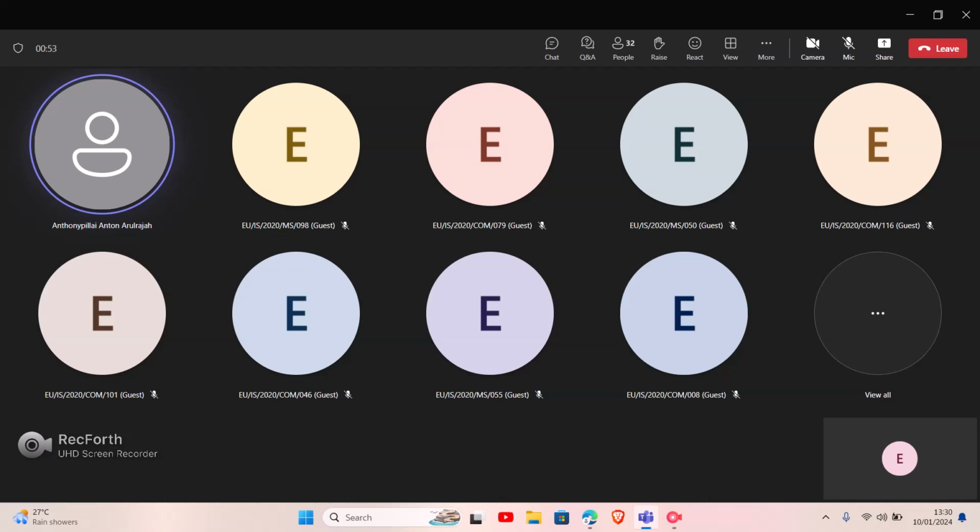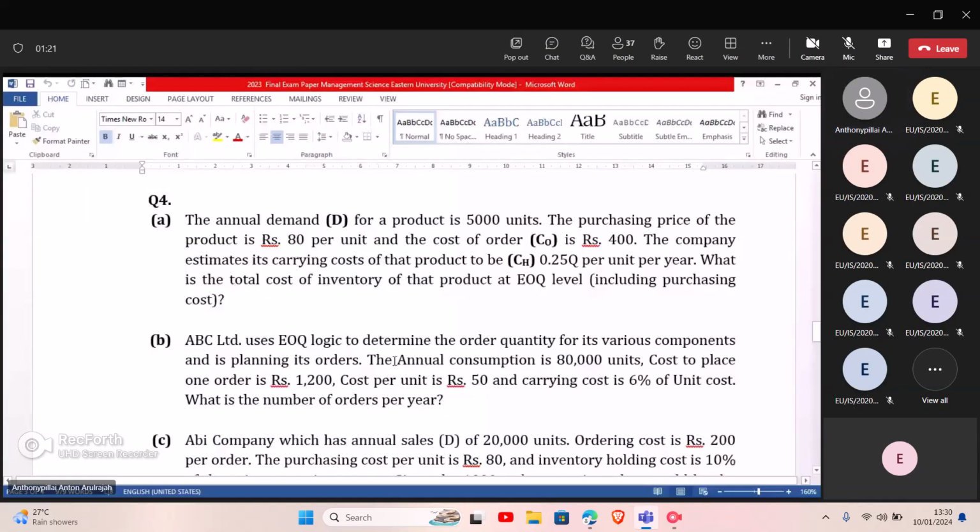This is about exercise and past reflections. I hope now you can see the questions. Can you see, students? Yes, sir. The questions regarding inventory management.